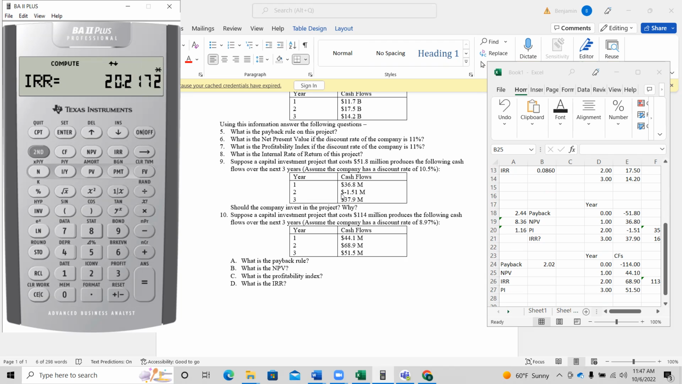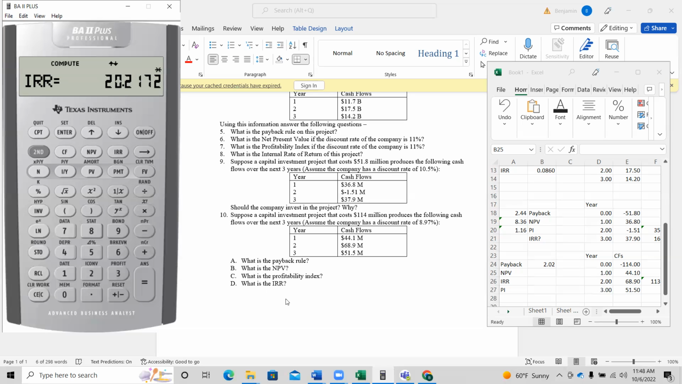And just one last thing, these tools are not making the decision about whether or not to invest in these projects. The tools are basically giving us information that's going to inform our decision. Okay. So I think that's important, right? Look, this last project, $114 million project that produces these cash flows, looks like it's going to be super profitable. The net present value was huge. The profitability index was large, and the IRR is much greater than the discount rate.